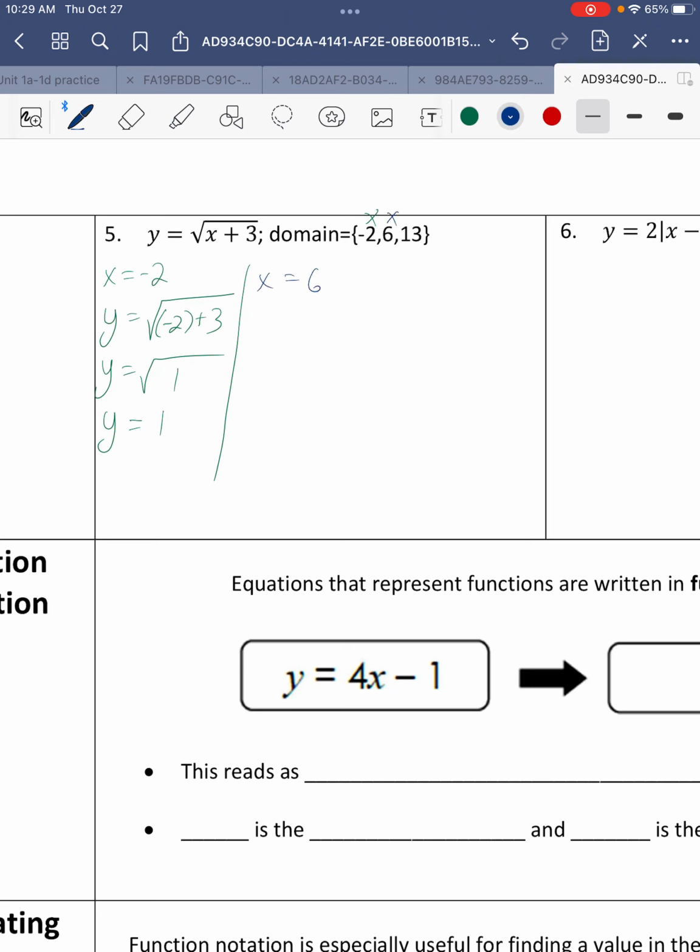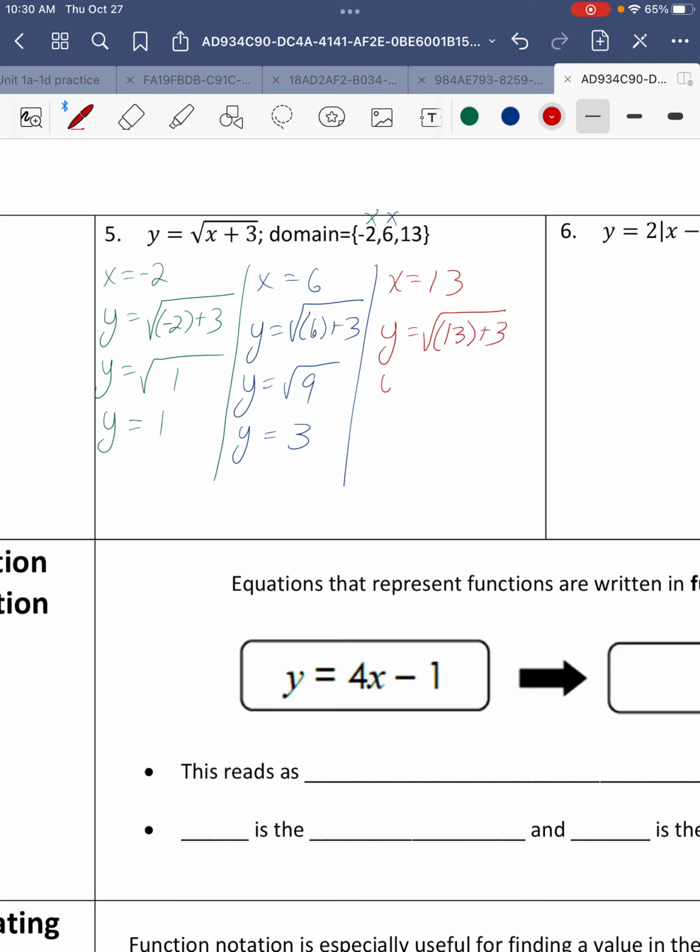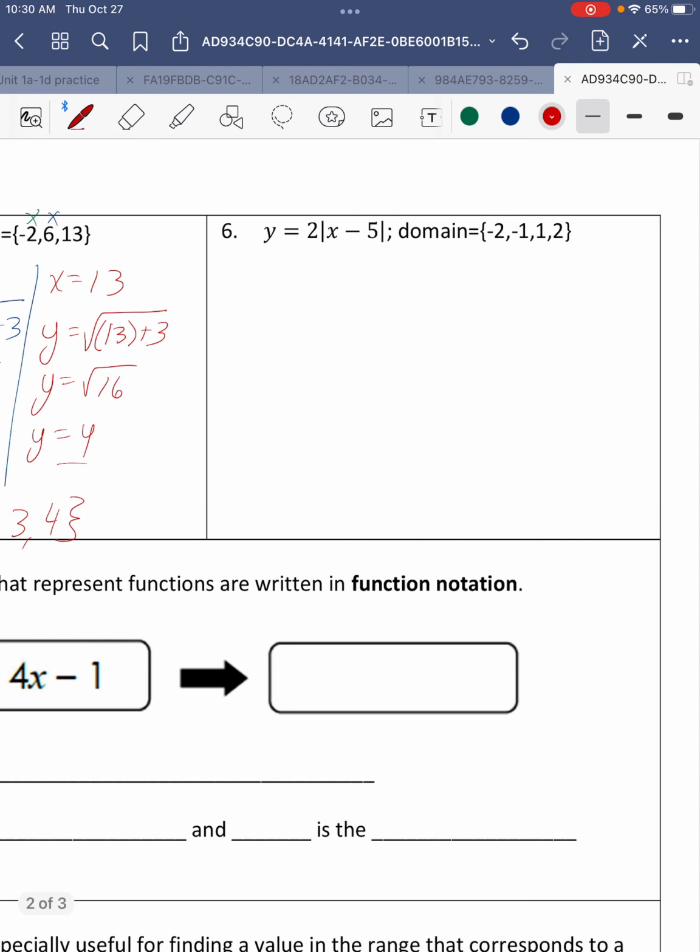Now let's substitute x equals 6 in. So y equals the square root of 6 plus 3. 6 plus 3 is 9. The square root of 9 is 3. 3 times 3 is 9, so the square root of 9 is 3. And the last is x equals 13. 13 plus 3 is 16. Square root of 16 is 4. So our range, the y values that are given from our domains, is 1, 3, and 4. That's the order, least to greatest.